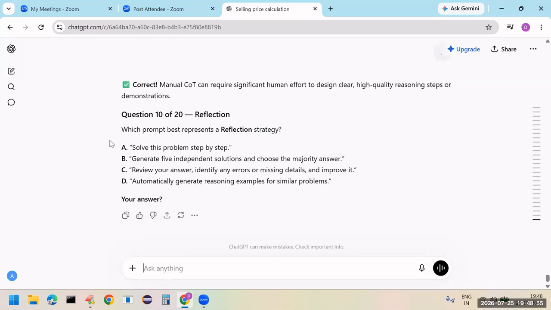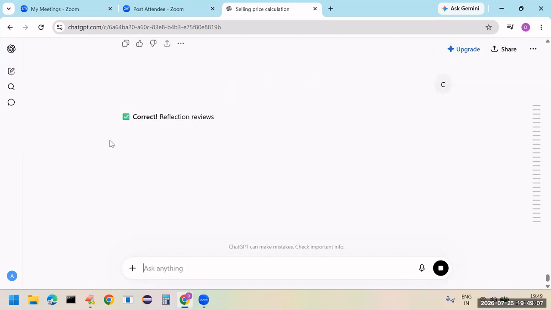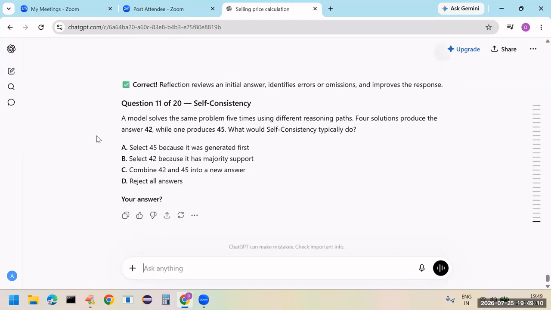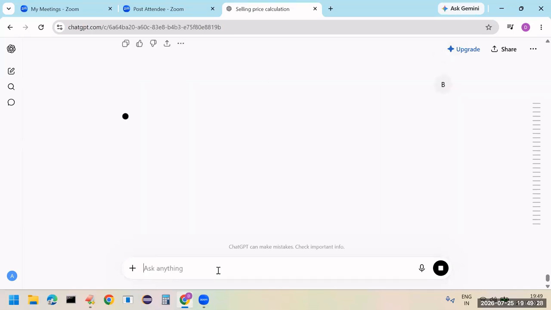Which prompt best represents the reflection strategy? C. Review your answer, identify any errors or missing details, and improve it. C. A model solves the same problem 5 times using different reasoning paths. 4 solutions produce answer 42, while one produces 45. What would self-consistency typically do? Select 42. B. Select 42, because it has majority support. Correct? Yeah, majority vote.